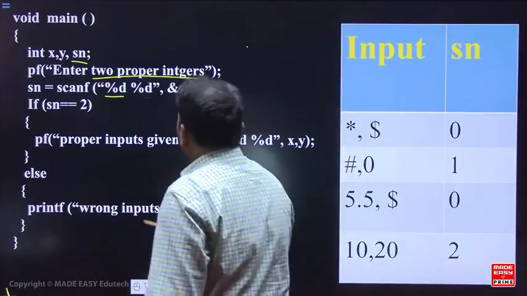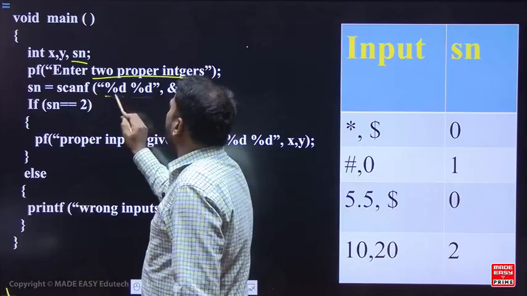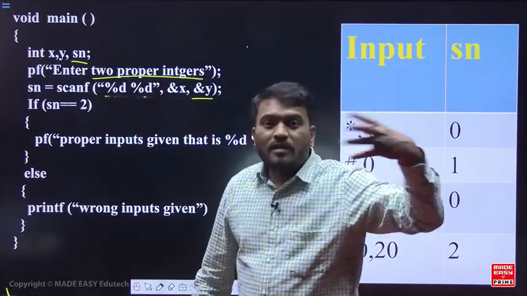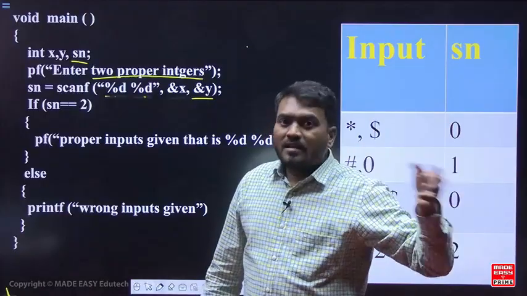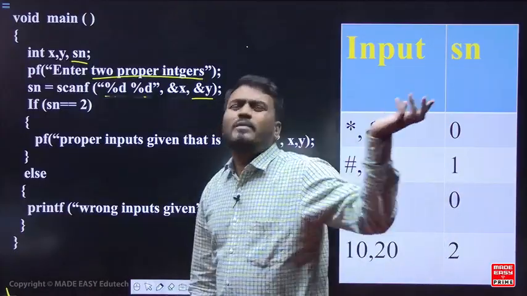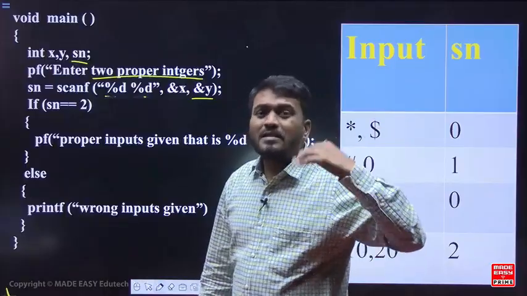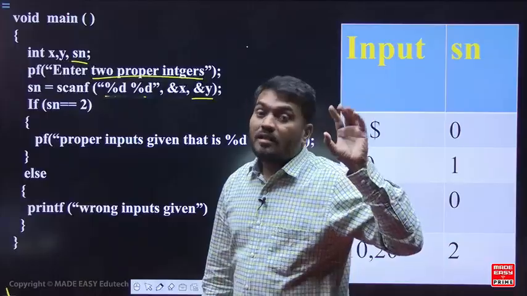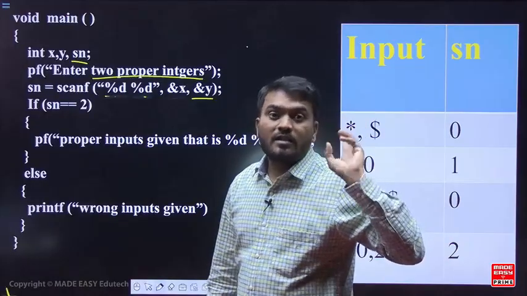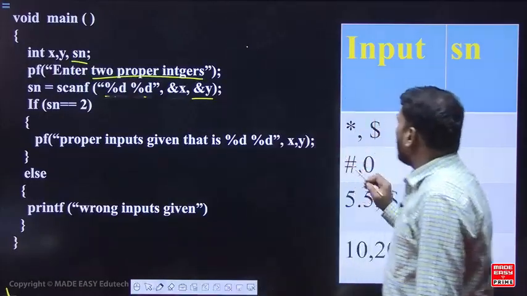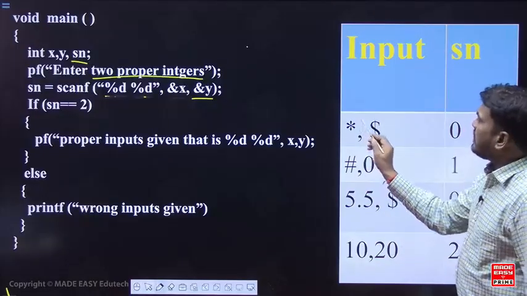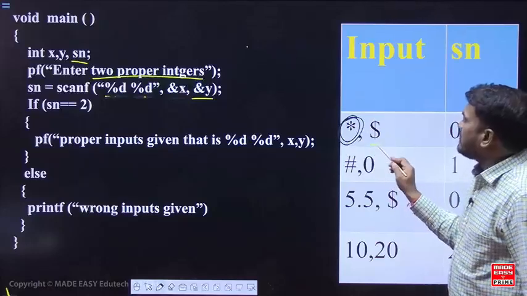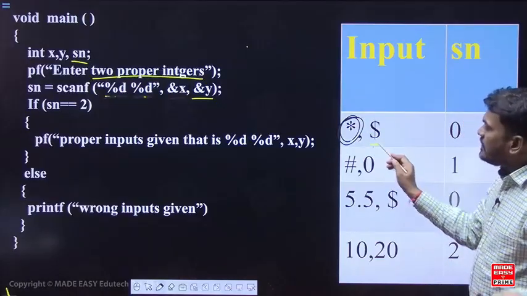Now tell me, what is the format specifier you have given? %d here. %d means it is expecting what type of input from the user? Integer. Now let's say instead of giving an integer, you are giving some other value, like star, dollar, 10.5, some nonsense value. Then it will observe very clearly you have not given an integer. So what is it going to return? Let's say first input you have given star and second one you are giving dollar.